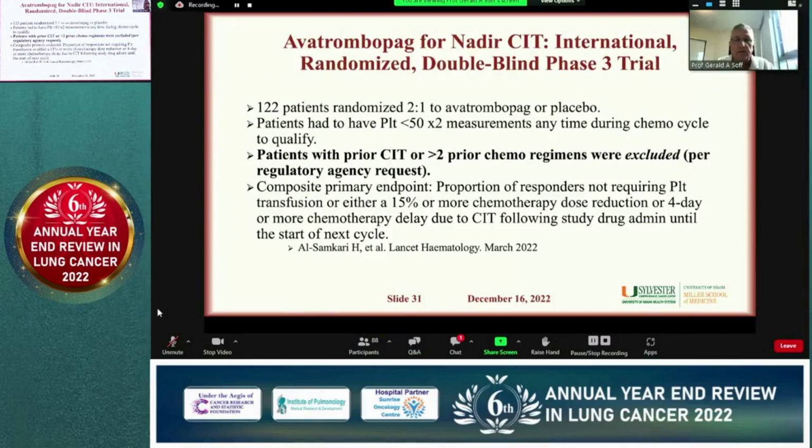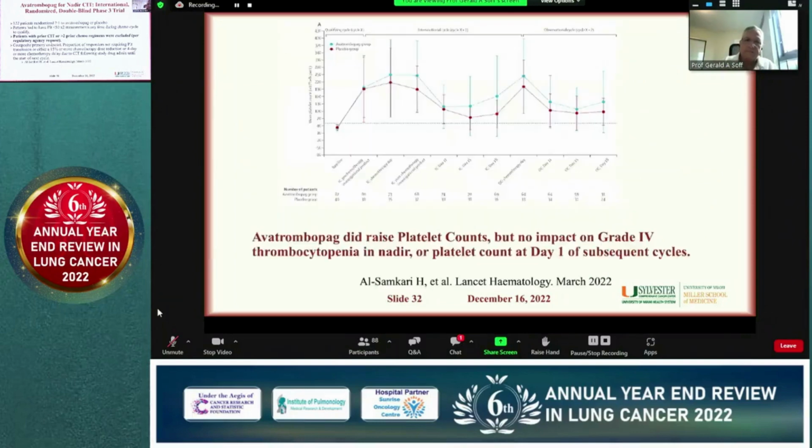And this was apparently at the request of the Food and Drug Administration. So again, this study was a negative study, as I'll show here. This is the same pattern we saw with the eltrombopag study. This is avatrombopag, as I said.